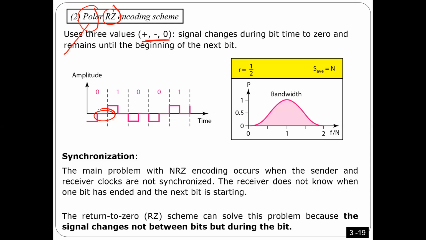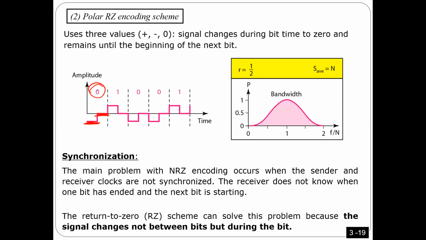Because of this 0, it's going to help me synchronize. That's good, but we have to pay the price for that. Nothing is for free. So what was the price? The rate R is now half. That means I have to use 2 cars to transfer 1 passenger. And that's exactly what I did. Because this is 1 signal element and a second signal element, in order to transmit 1 bit, I need 2 signal elements. So this was the cost.